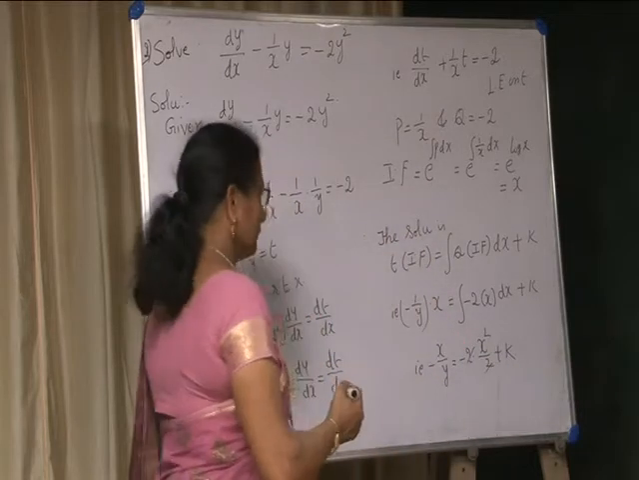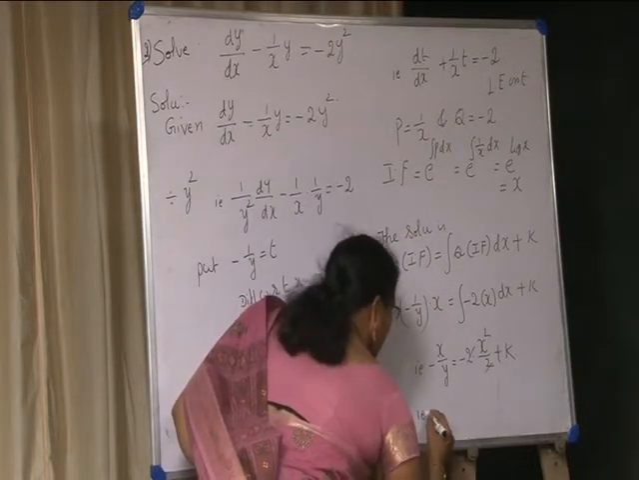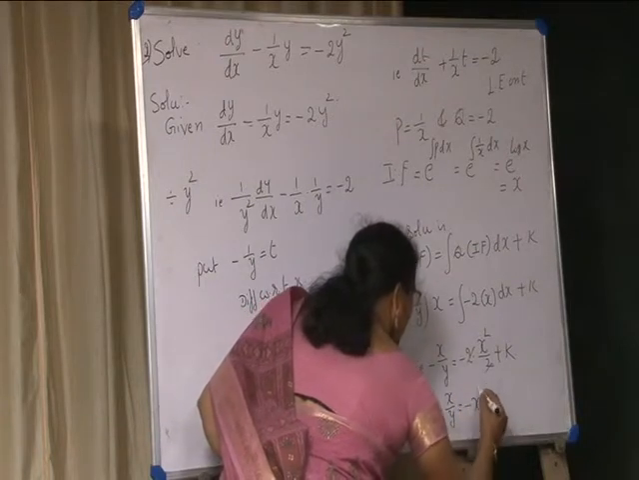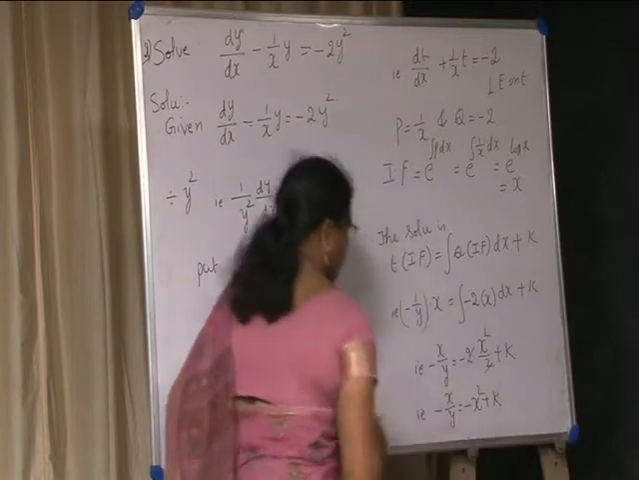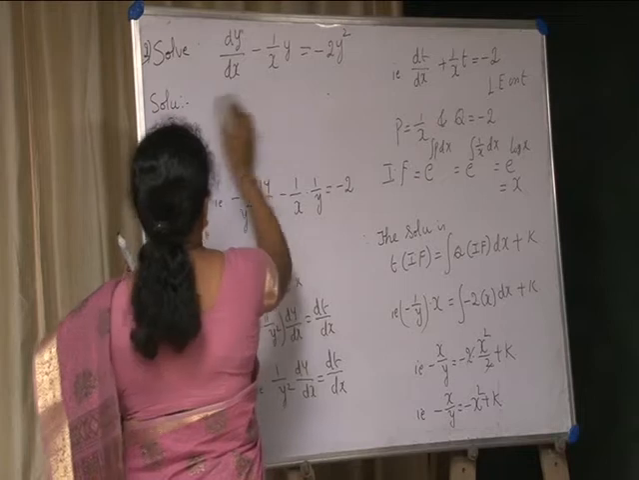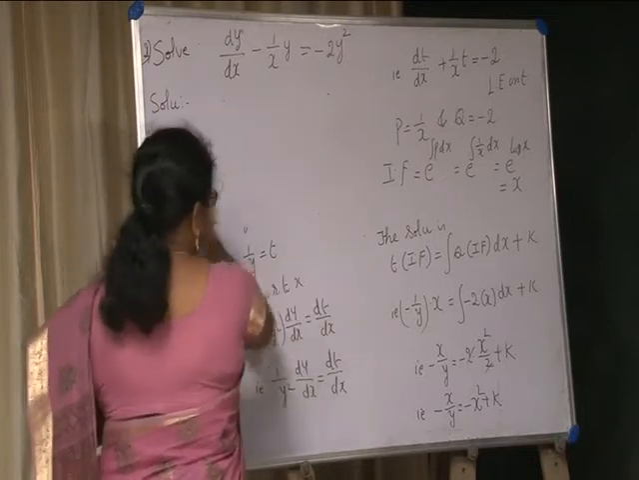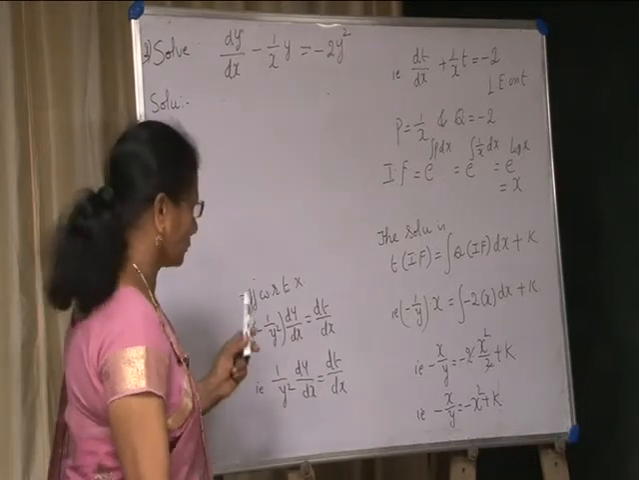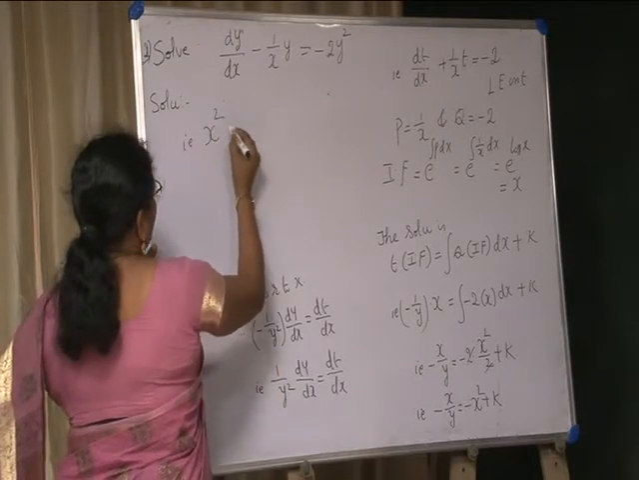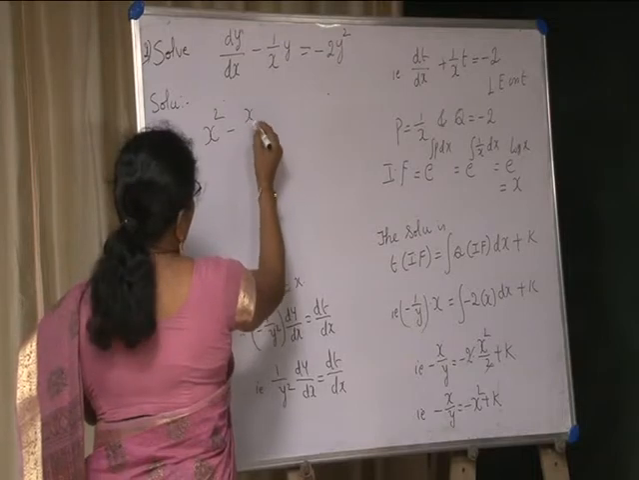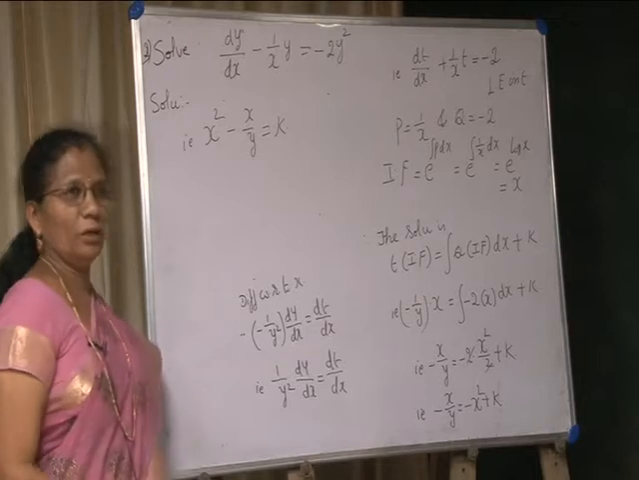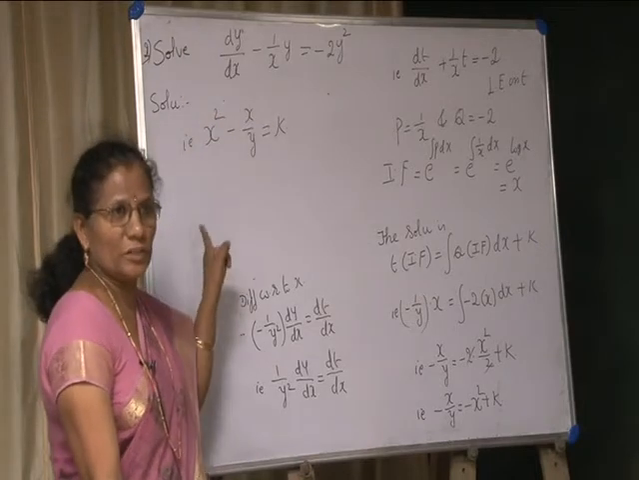2 get cancelled. That is minus x by y minus x squared plus k. That can be written in the order, we can write x squared minus x by y is equal to k. This is the solution of the given Bernoulli's form of equation.